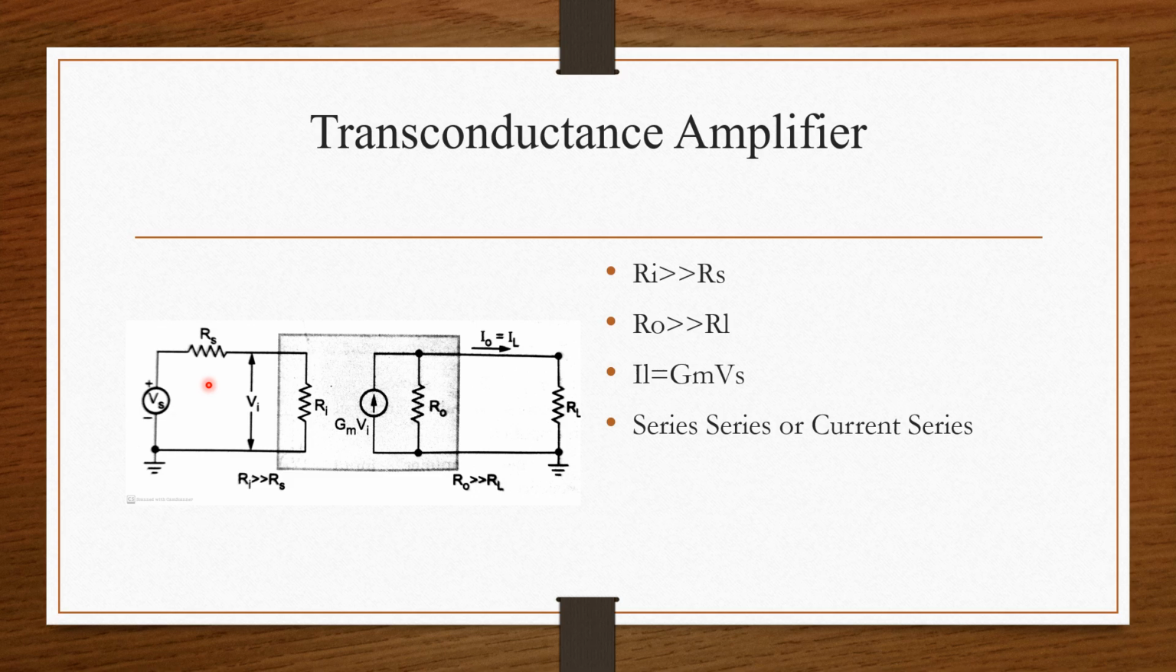The transconductance amplifiers are represented as Thevenin's equivalent circuit on the input side and Norton's circuit on the output side. Here, the input resistance is very large compared to the source resistance and the output resistance is very large compared to the load resistance. Hence, the load current is going to be the transfer or mutual conductance multiplied by the source voltage. Hence, the topology suitable for the feedback is going to be series, or current series feedback.